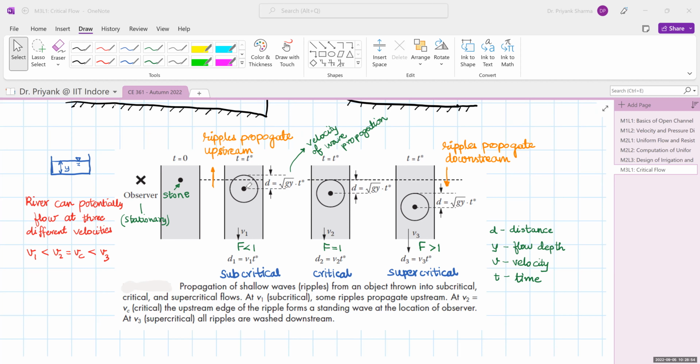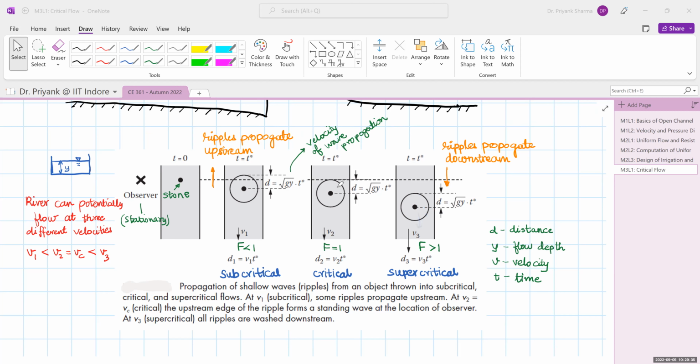Now what the observer sees is that the wave propagation travels upstream, and the distance traveled upstream is more than the distance the center of the ripple travels downstream. So to the observer it appears that the ripples are propagating upstream in the case where your velocity is v1. Now let us go to the case where your velocity is v3, that is the highest velocity. So the ripples are propagating downstream at a higher velocity as compared to the center of the ripple, which appears to move upstream. So the movement of the ripples in the downstream direction is at a faster rate, and to the observer, the ripples appear to propagate downstream.